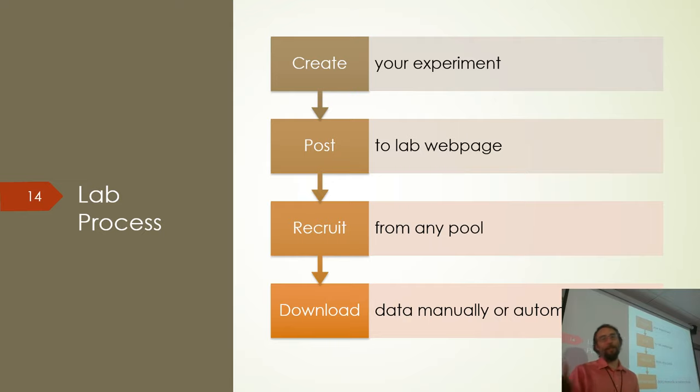So, as I said, you create your experiment on Volunteer Science, you post it to your lab webpage, or you can post it to our homepage. Then you recruit from whatever pool you need: Mechanical Turk, physically in person in the classroom, online volunteers, or using your own social media if you wanted to. And then once you've done the study, you download your data. There's a manual process where you can point and click your way through, or you can do it automatically if you're more comfortable with pulling from a URL and getting JSON or XML data.